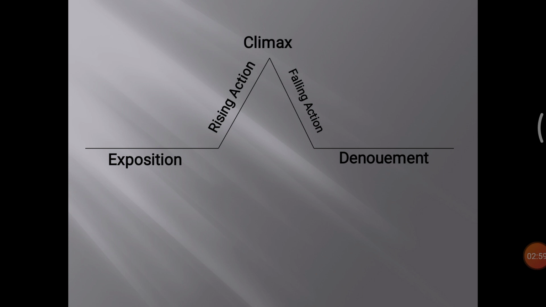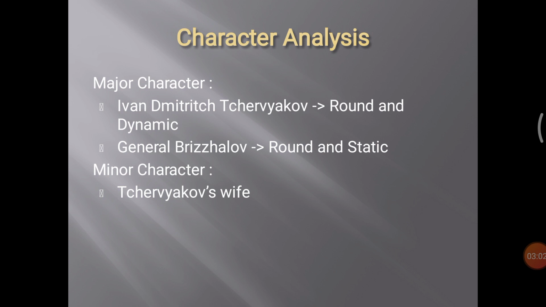And next is the character analysis. The major characters of this story are Ivan Dmitry Chervyakov and General Brizhalov. And then the minor character from the story is Chervyakov's wife. So Chervyakov is a round and dynamic character, while General Brizhalov is a round and static character.